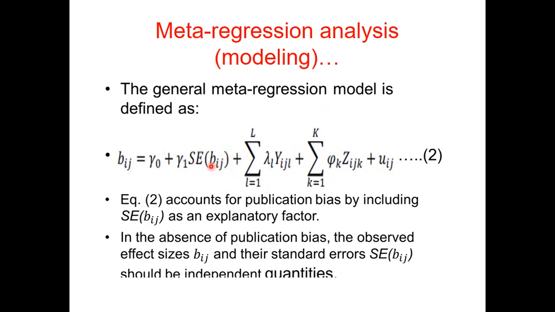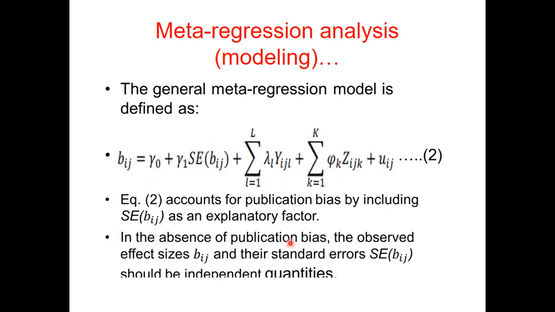And then you'll have a set of heterogeneity or heterogeneous variables. For example, here, we account for publication bias by including the standard errors of the betas, which are extracted from the articles that are published, as well as these ones, which are extracted from the articles that are published, okay? And then in the absence of publication bias, the observed effect size, that Bij, and their standard errors should be independent quantities.